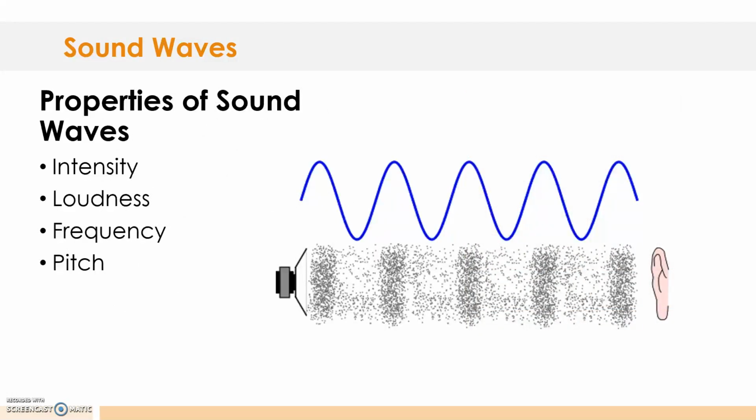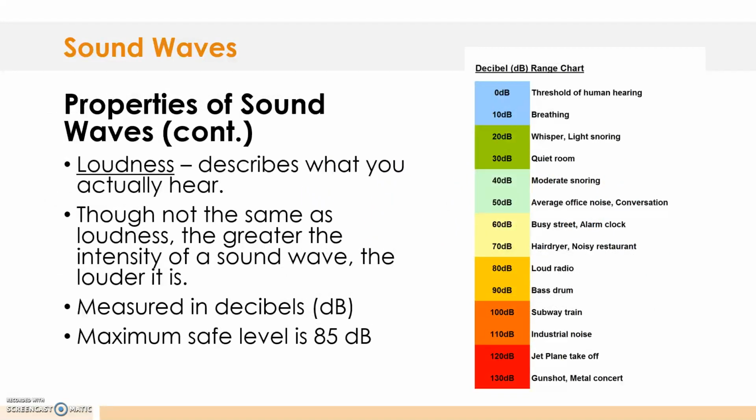So that is going to depend on the volume and the intensity of our sound waves. But we also have properties of sound waves, which we've talked a little bit about. So we've got intensity, loudness, frequency, and pitch. So loudness is what you're actually hearing, right? Intensity is a little different, but it also has to do with loudness. So this is volume, really. That's what we're talking about here.